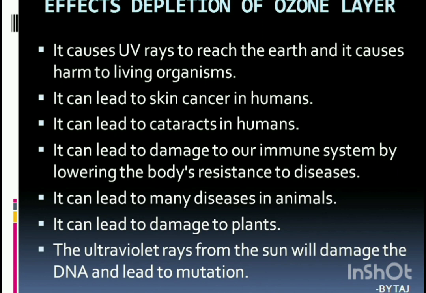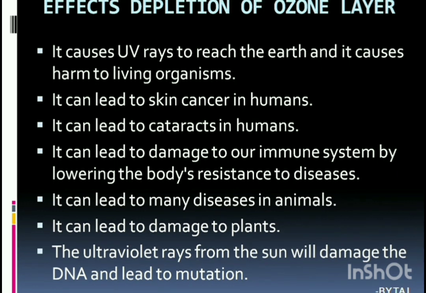It can lead to cataracts in humans, and it can lead to damage to our immune system by lowering the body's resistance to diseases. It leads to many diseases in animals, so not only in humans, animals and also plants will get many diseases. The ultraviolet rays from the sun will damage the DNA and lead to mutation. These are the main effects of ozone layer depletion. So these are some of the controlling measures of ozone layer depletion.